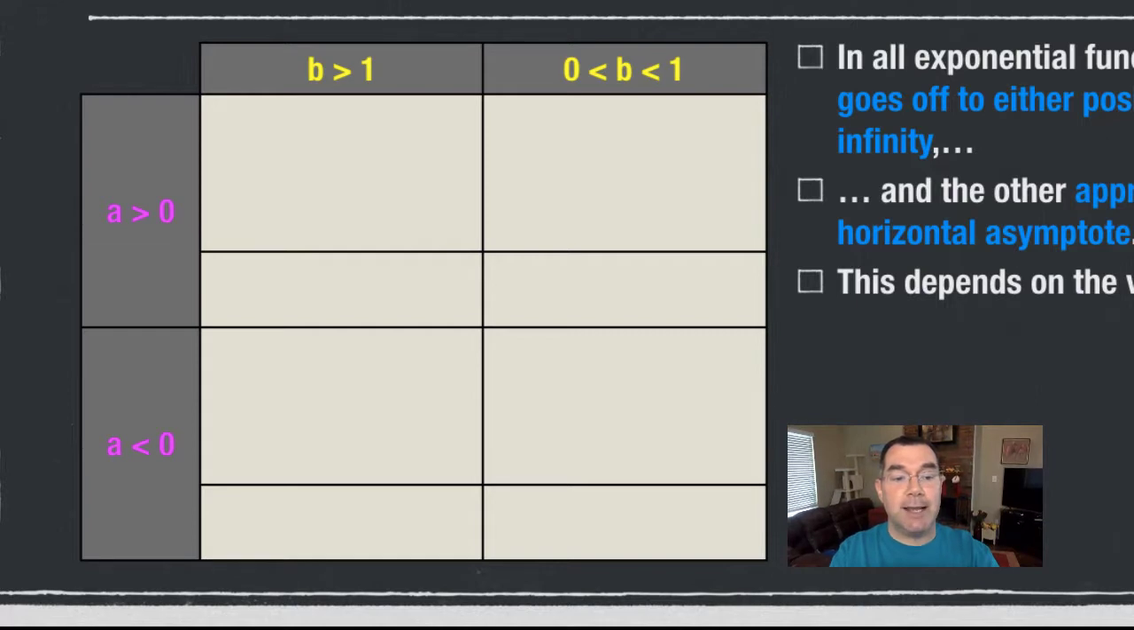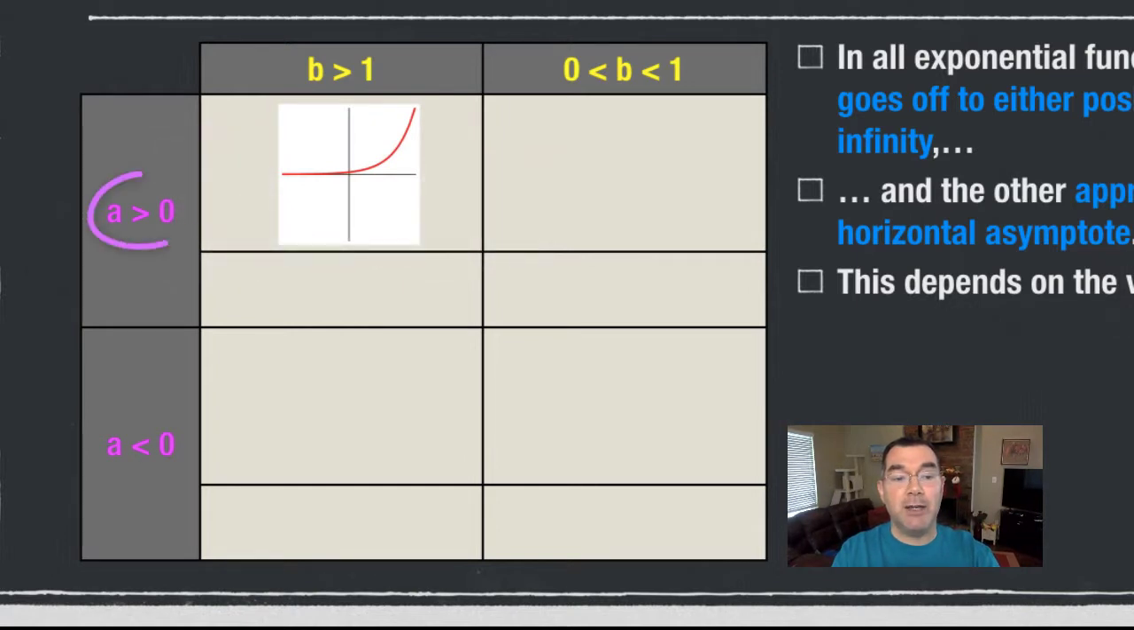So if you look down the left column, I've got both possibilities for what a could be. It could be bigger than 0, or it could be less than 0. And then along the top, I've got values of b. B could be greater than 1, or b could be between 0 and 1. We're not going to talk about negative values of b. That's a topic for another level of mathematics. We're only going to be dealing with positive values of b, and we're going to separate those into the b's that are greater than 1 and the ones that are between 0 and 1.